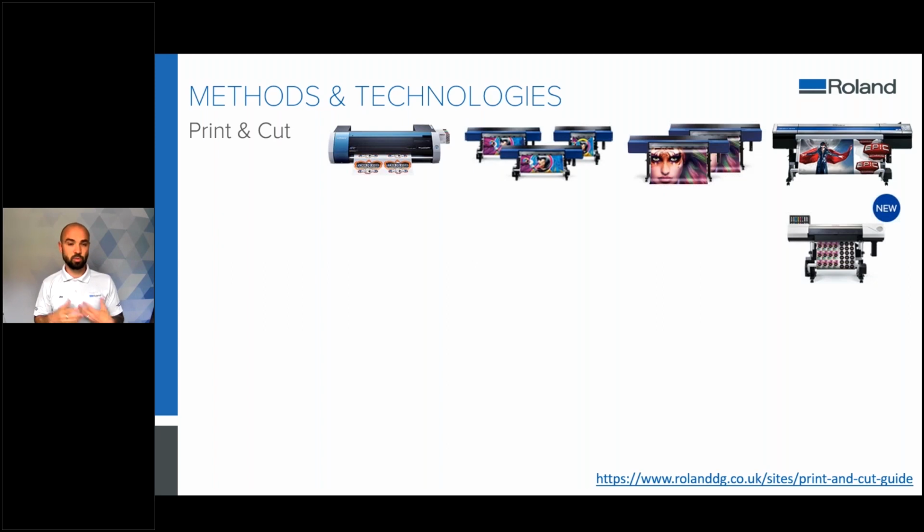Eco-solvent devices will normally print onto coated medias, so you have to use a printable film. All of these devices can just cut as well. So if you were looking at printing and cutting and just cutting, you can just use these as a cutter if you do not have a separate cutter.